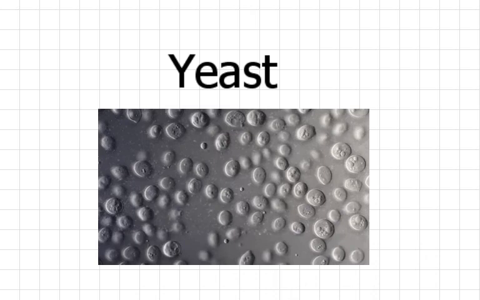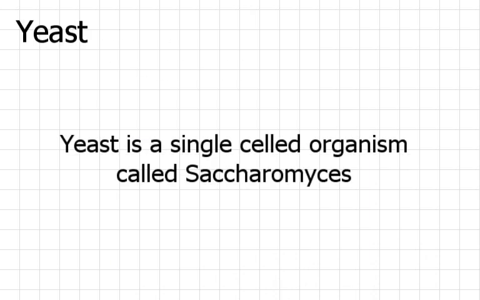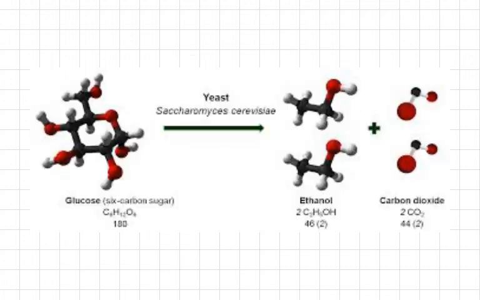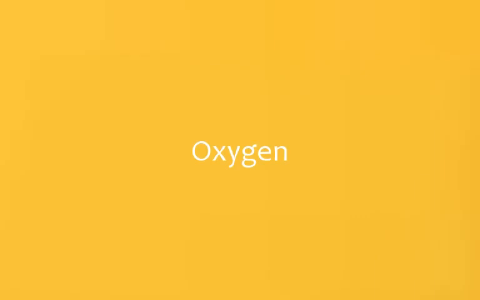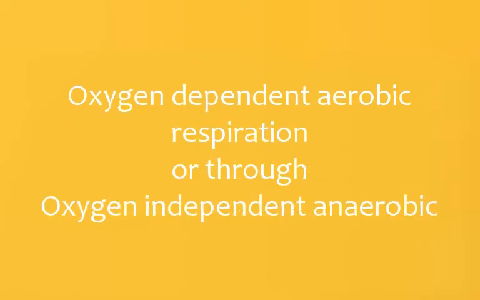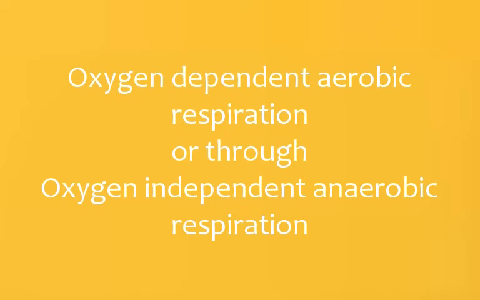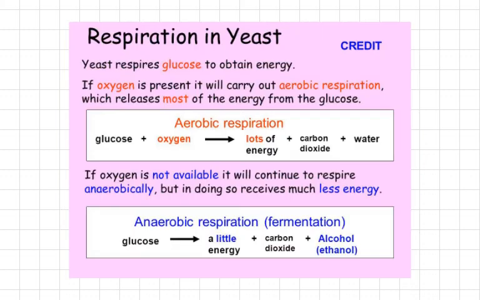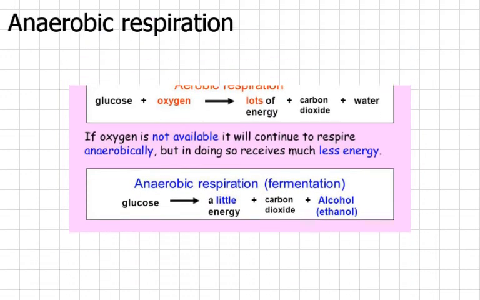Let's start with yeast. Yeast is a single-celled organism called Saccharomyces cerevisiae, which needs food, warmth, and moisture to thrive. It converts or breaks down its food, like sugar and starch, through fermentation into carbon dioxide and alcohol. They have two different ways to do this, through oxygen-dependent aerobic respiration or through oxygen-independent anaerobic respiration, which is also called fermentation. When baking bread, yeast may use both ways, but it normally starts with the anaerobic process of fermentation.